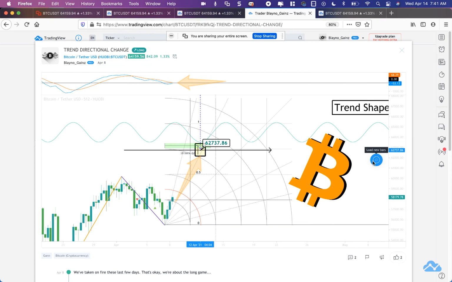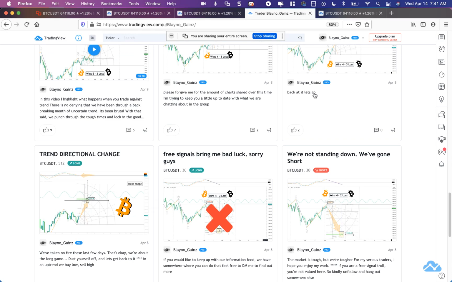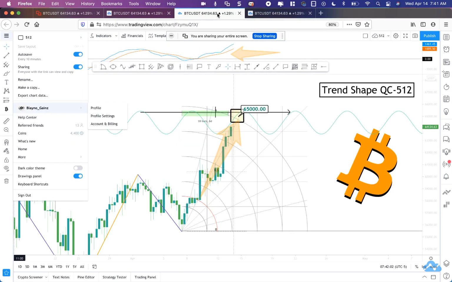1, 2, 3, boom. All right, so it's come out here and this is how we work, guys. This is how we operate our lives. Again, this could have gone in any direction, but it decided to go in the direction we said it will go. So good for us. Let's continue the market update.